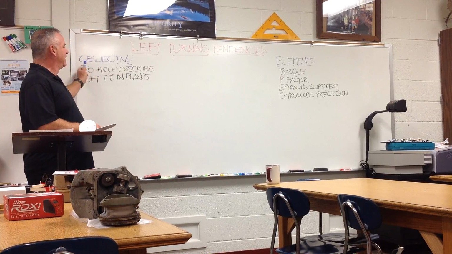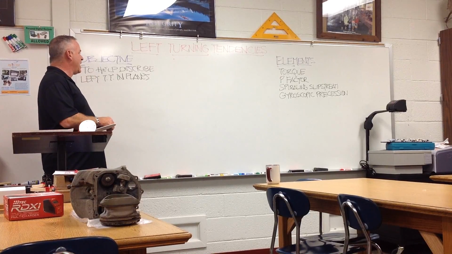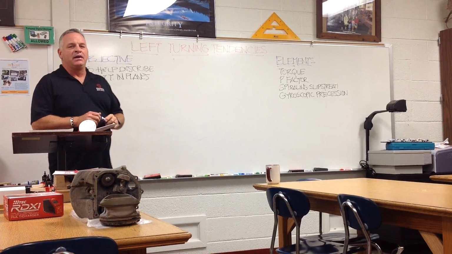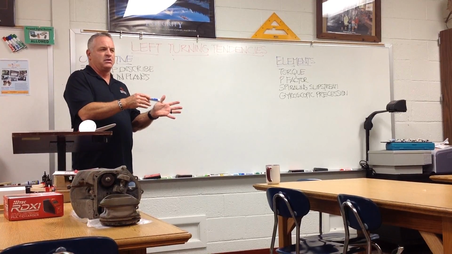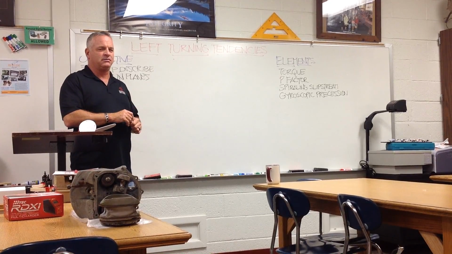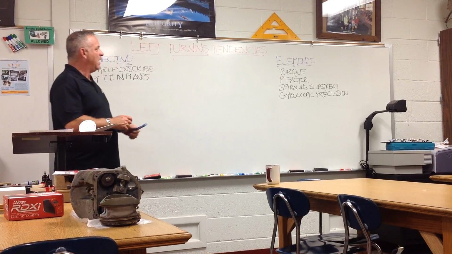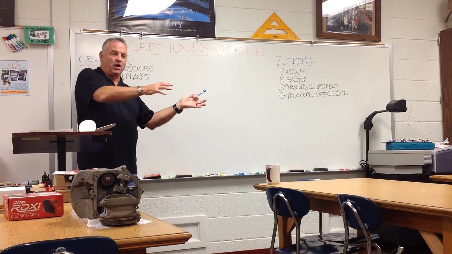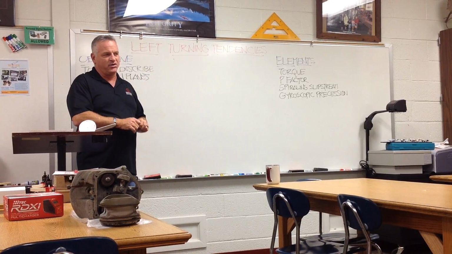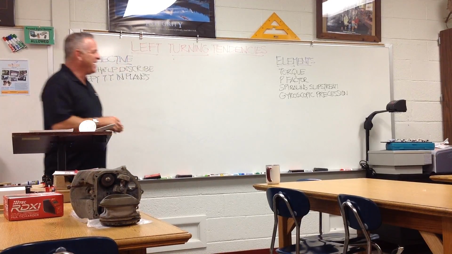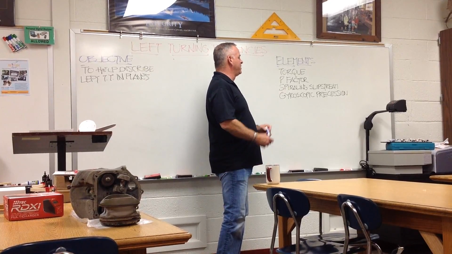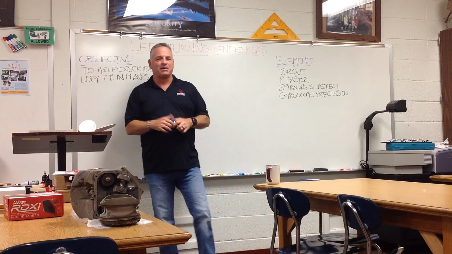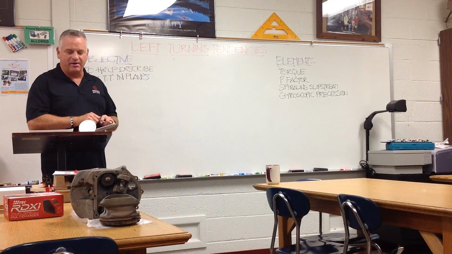Our objective today is to help describe those left turning tendencies. We're not going to talk about NASCAR, right? Go fast, turn left. But it's kind of like that. The faster we go in all of these maneuvers, the more left turning tendency we're going to have. So we've got 4 elements today: torque, P factor, spiraling slipstream, and gyroscopic precession. That's a big long word, so we're going to save that until the very end.